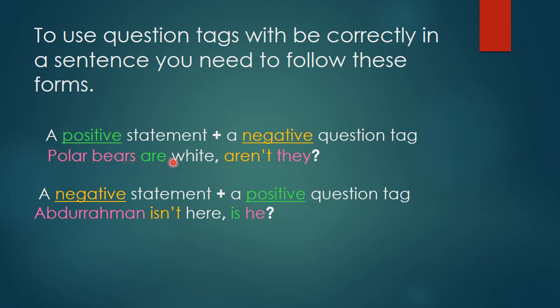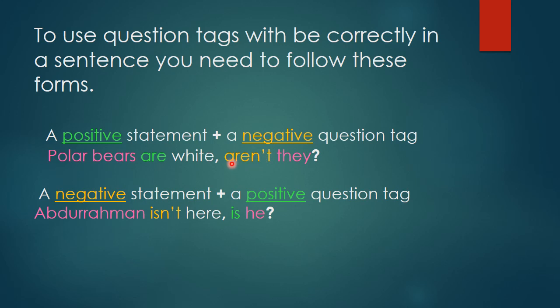Polar bears are white, aren't they? So polar bears is the subject of this positive statement. Are is the verb to be. White is an adjective, the rest of the sentence. And we have a comma here. After the comma, as we have learned in the last slide, the form is aren't, which is the verb to be, then they, which is the subject pronoun, then comes the question mark.